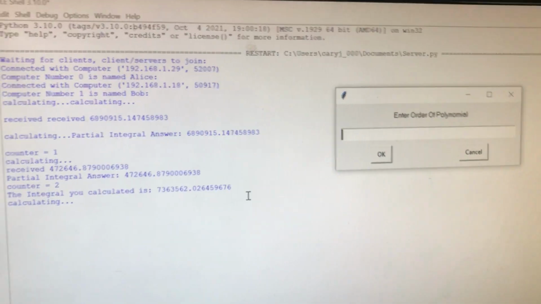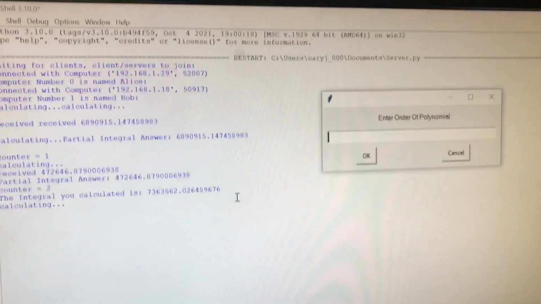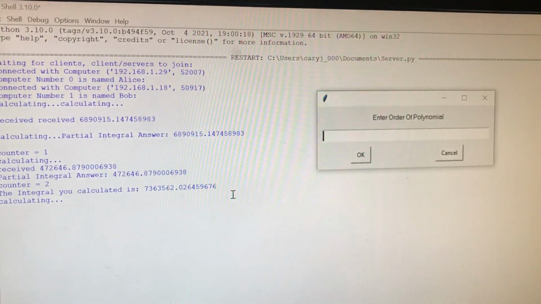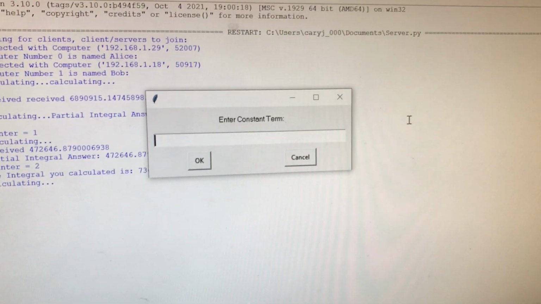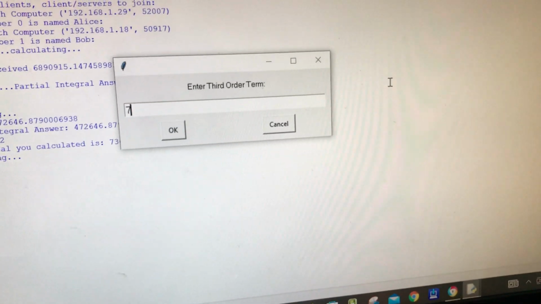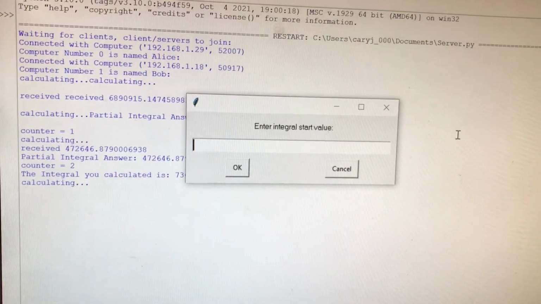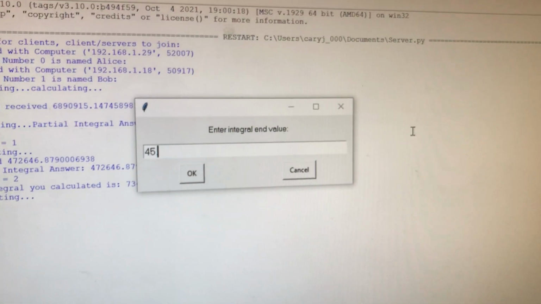Okay, so I'm going to enter a problem here. I have Alice and Bob, the two client servers, set up. This is the server desktop. So let's enter the third order polynomial, which is going to run from 4, 5, 6, 7 as our coefficients. And it's going to run from 0 until 45.